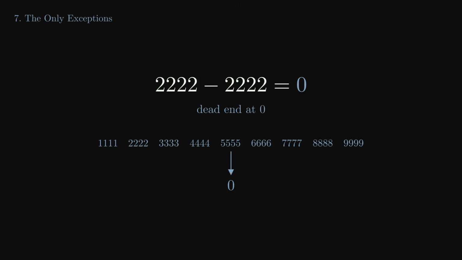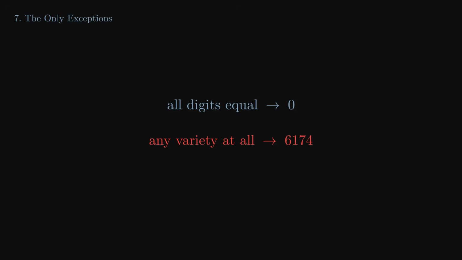So there is exactly one escape hatch, and it is the boringest one imaginable. Use only a single digit, and you fall to 0 instead. Rule that out, and the constant is inescapable. It is a beautifully tidy dichotomy. Either your number is utterly uniform and dies at 0, or it has any variety at all and is swept in 7 steps or fewer into 6,174. Now the temptation is to think this is some deep universal law of arithmetic.